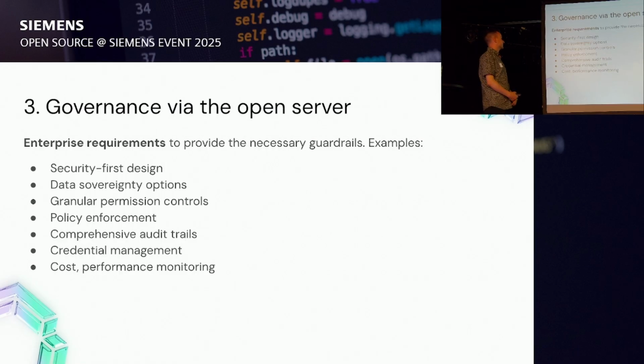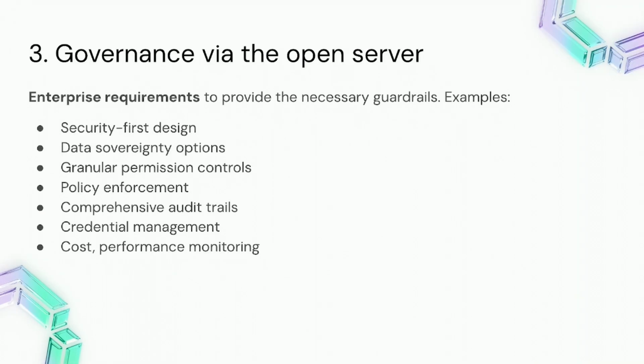And the last one on the open server part is enterprise requirements. So to roll this out in an organization like Siemens, for example, where it's complex, as we've seen today with the breadth of what y'all are working on in the open source and inner source world. But thinking about, okay, how do you design this open architecture and open server with security in mind, with the data sovereignty options that people want and need, with the permissions and controls and policy enforcements, the audit trails, the credential management, cost monitoring, performance monitoring. There's lots of other dimensions that, as you think about what this open server and what this open architecture is going to look like, are going to need to be there in order for enterprises to roll it out.